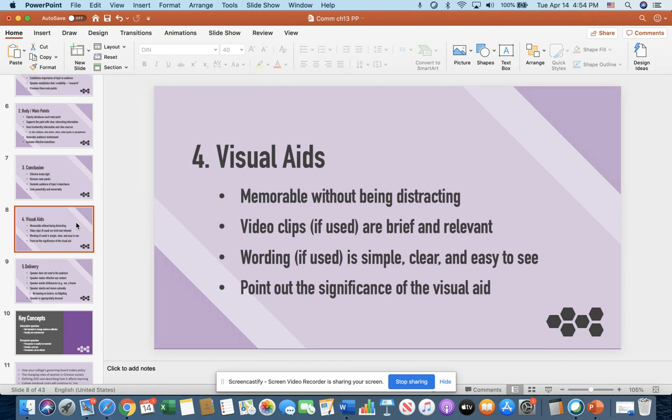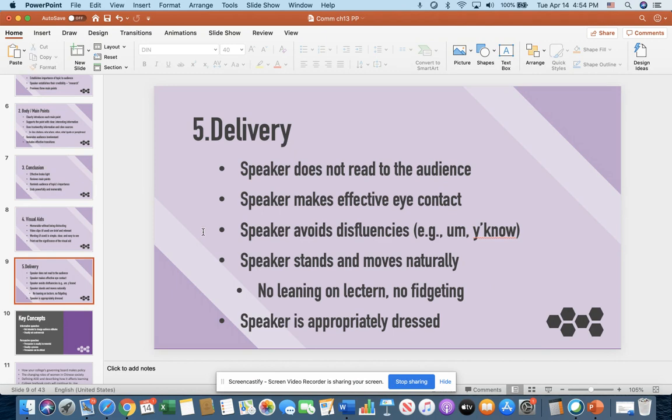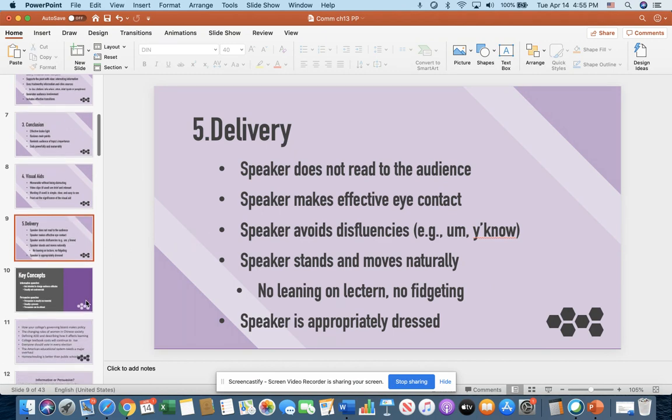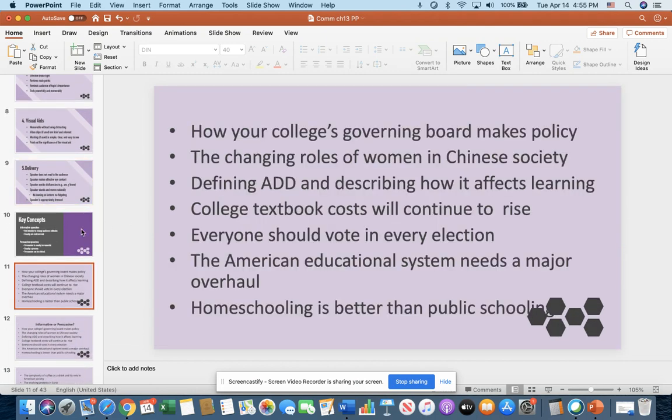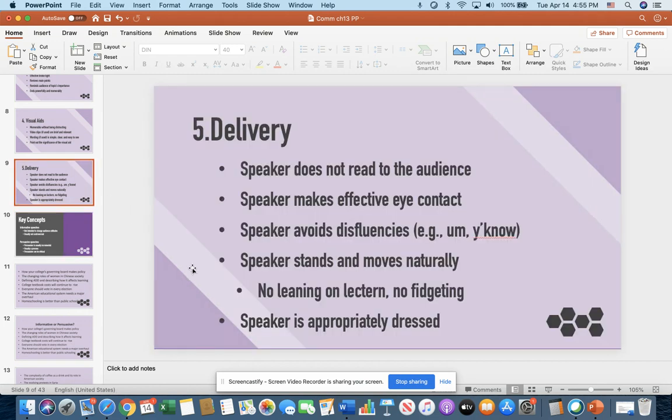And then you may need to point out the significance of the visual aid. This is something that I learned the other day: if you don't point out the significance, are you sure that your audience is making the connection? So make sure they know what your visual aid is about. Okay, then finally I think that's the last thing here. Let me peek ahead. I think this is where I'm going to stop this video after this.